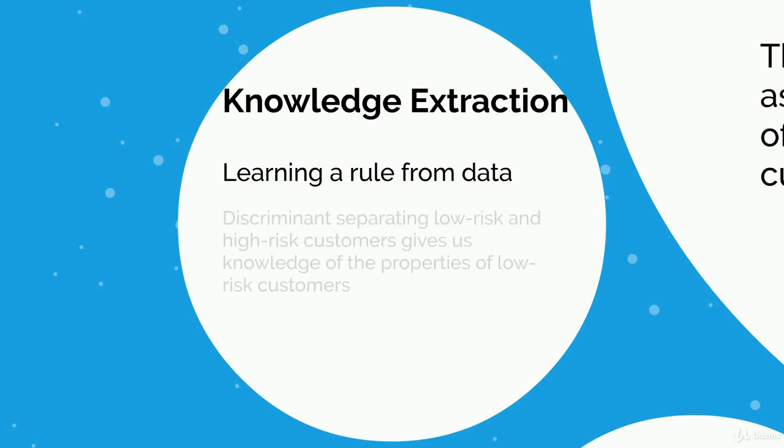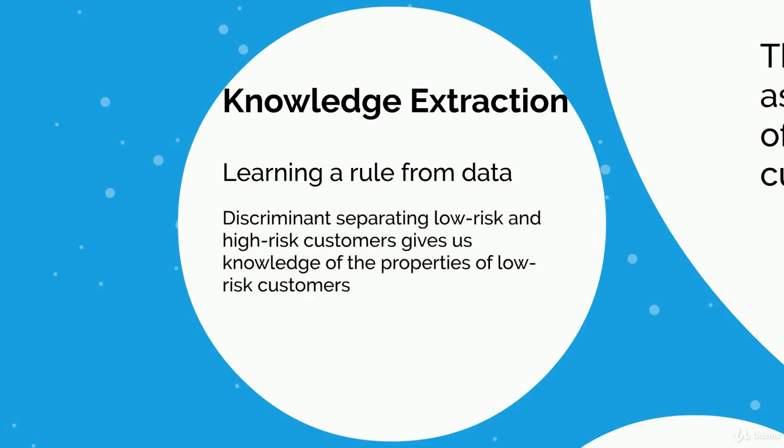And so it's going to benefit the user to develop that discriminant which separates the probability of heads versus the probability of tails. In our example before, we're separating low risk and high risk customers. So this is going to tell us about the properties of low risk customers as well as the properties of high risk customers. So the discriminant here is the knowledge that we're extracting, and that can be accomplished using a classification algorithm.